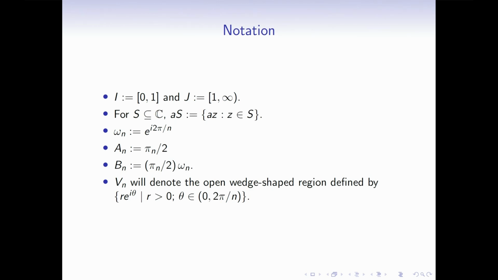That's a_n. And b_n is the rotation of that complex number by that root of unity. And last but not least, we're going to have this shape V_n. It's an open wedge of the complex plane consisting of all points in polar coordinates with positive radius and the angle between 0 and 2 pi over n. So when n equals 4, that is just your first quadrant.